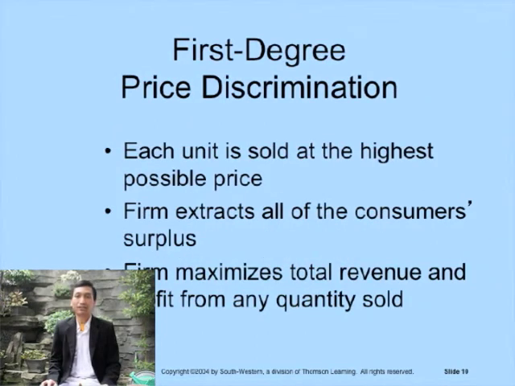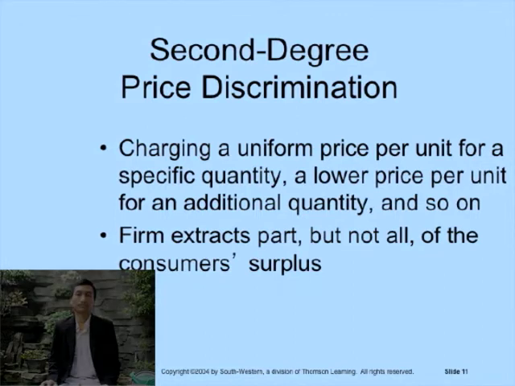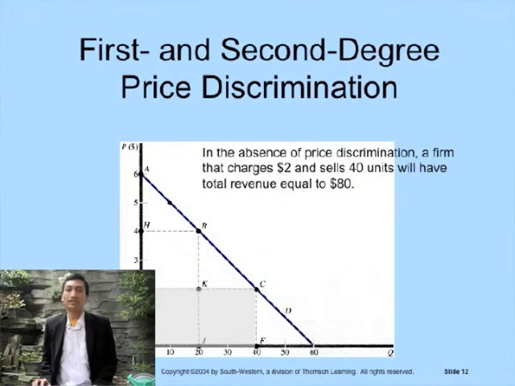There are 3 degrees of price discrimination. First degree price discrimination is when each unit is sold at the highest possible price. The firm extracts all the consumer surplus and maximizes total revenue and profit from any quantity sold. And second degree price discrimination is charging a uniform price per unit for a specific quantity, a lower price per unit for an additional quantity, and so on. The firm extracts part, but not all, of the consumer surplus. First and second degree price discrimination.